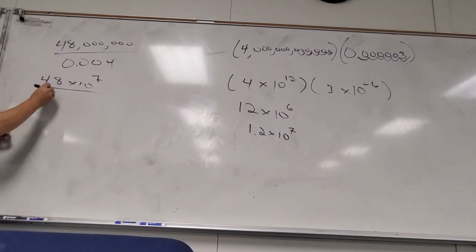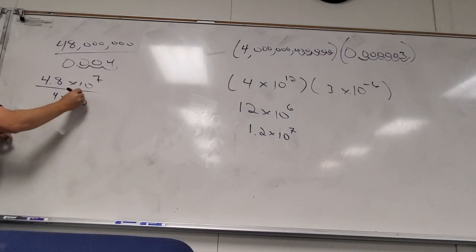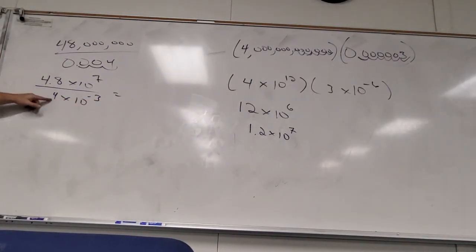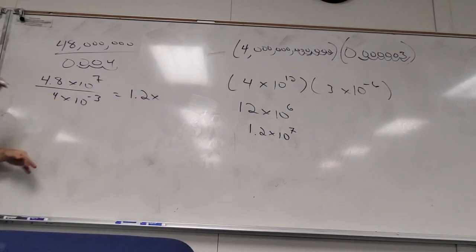What's the bottom become? Good. Now, 4.8 divided by 4. Yeah, 48 divided by 4 is 12, so 4.8 divided by 4 is 1.2. What happens here? You do?